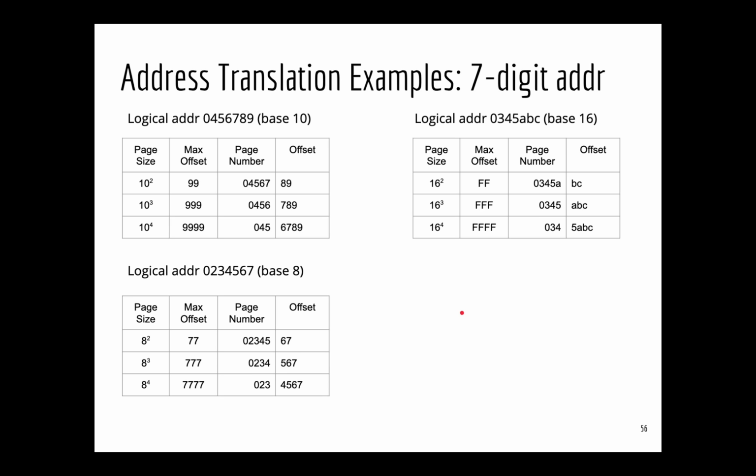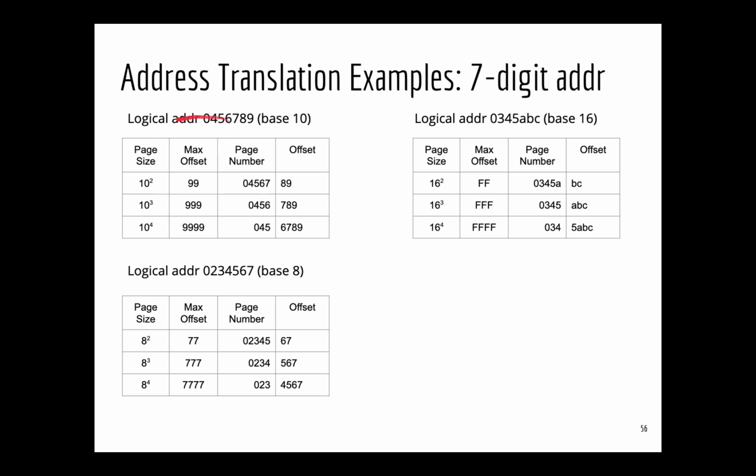In this example, we have a 7-digit address, and we see the effect of page size on the split of page number and offset. So the top left table, the address is a 7-digit address in base 10. If we pick the page size to be 10 to the power of 2, then automatically the last 2 digits of the address will be the offset.